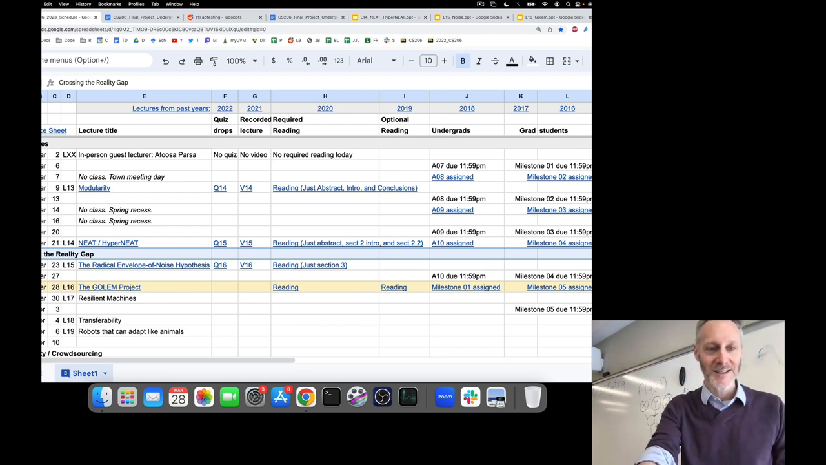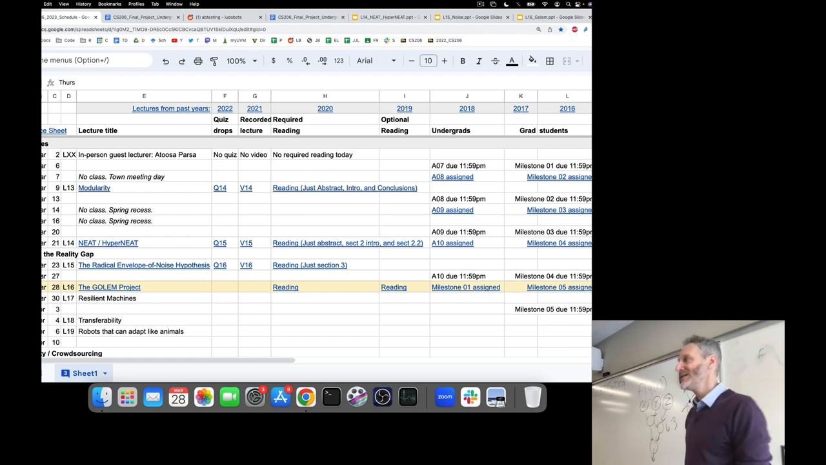We are going to look at 1, 2, 3, 4, 5 different projects that have attempted to cross the gap. Some have been more successful than others. And we're going to look at these 5 experiments chronologically. The first one dates back to the beginning of evolutionary robotics, the late 90s, and robots that can adapt like animals. I think this was 2015, 2016. So still going, yeah?